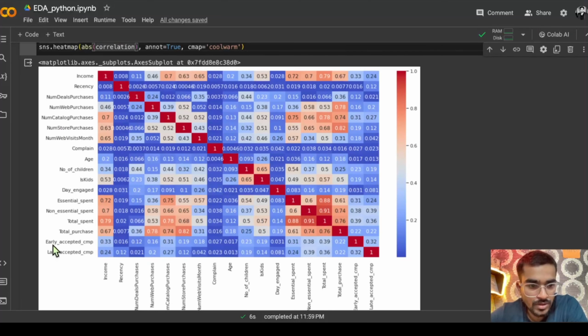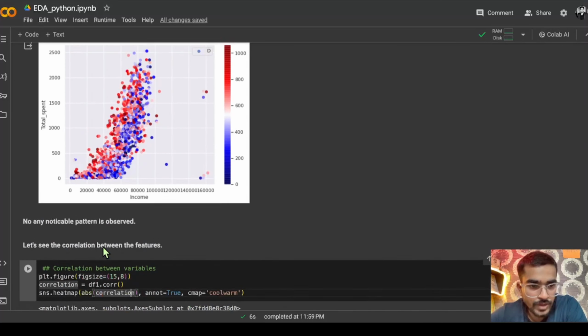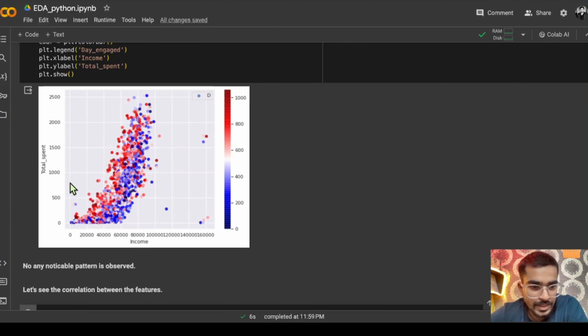These are the columns that we have, and this is the same column plotted horizontally. It will make a pair of each of these features, like last accepted campaign and income. So this is the pair that we have, and the value representing, like 0.24, shows how much they are correlated. So when you see the graphs, take that example of this one: you know that there is a relationship between total spend and income.